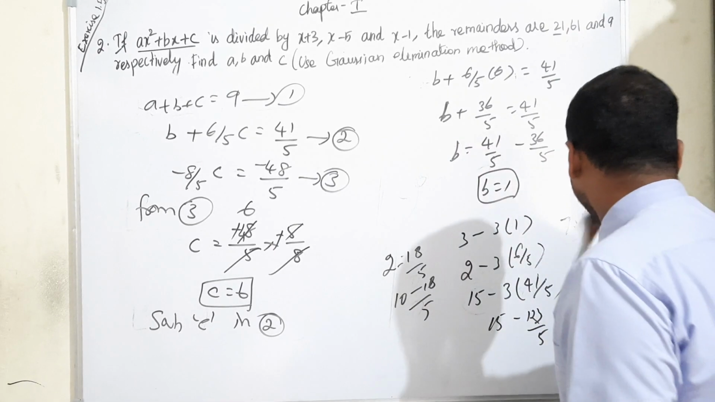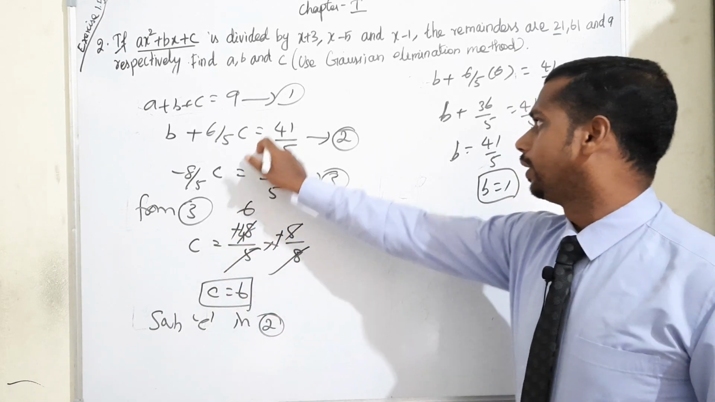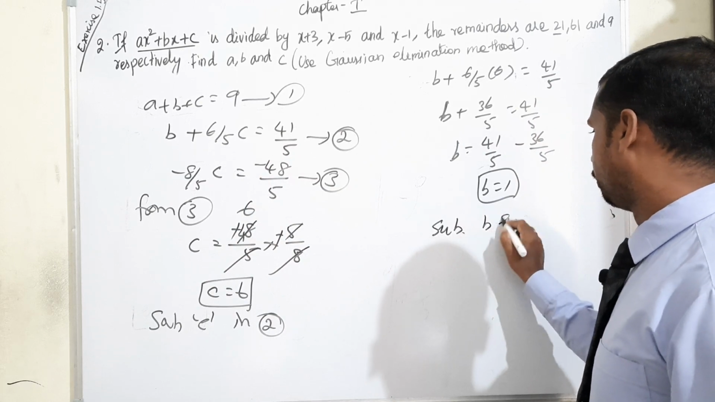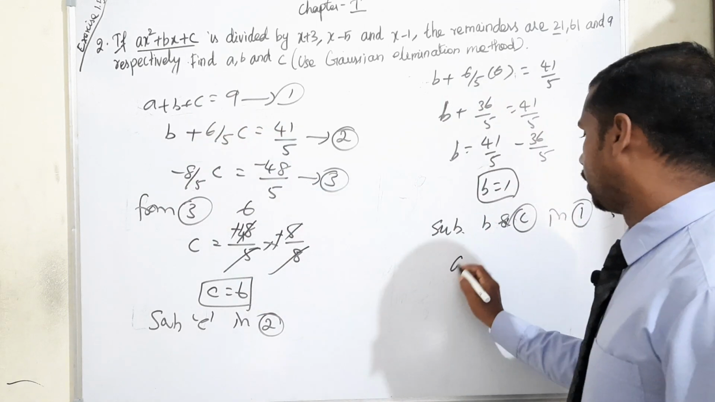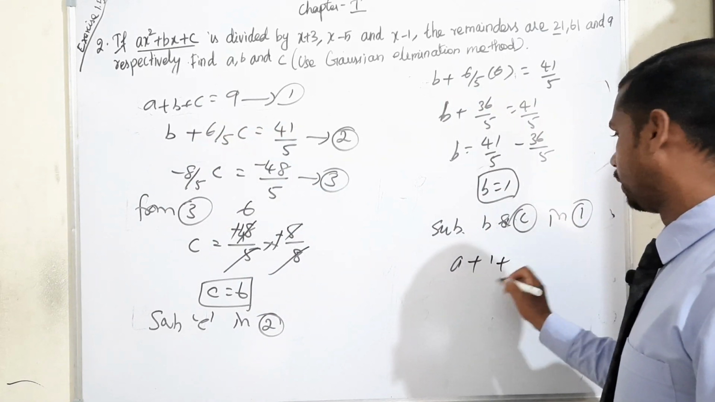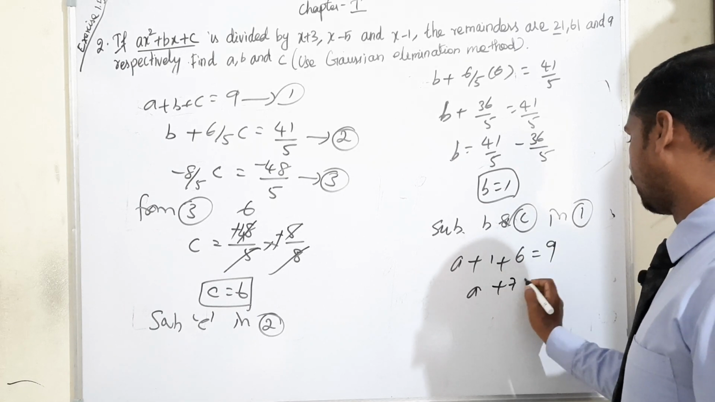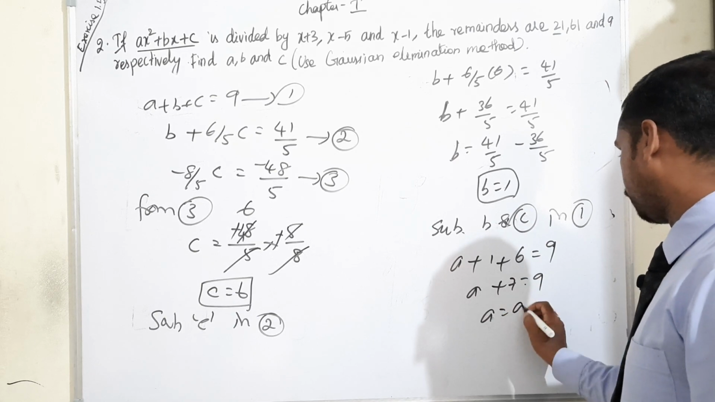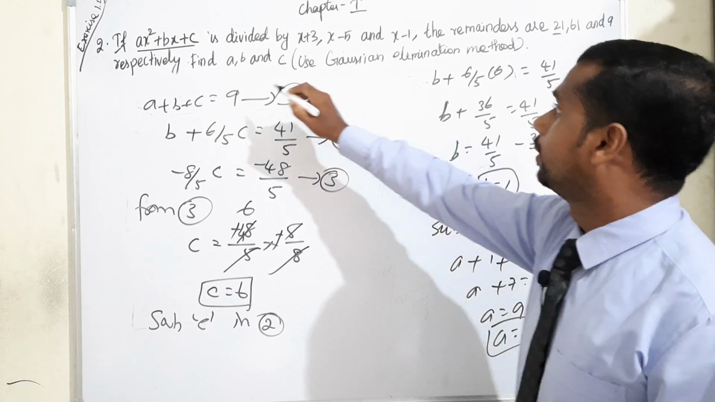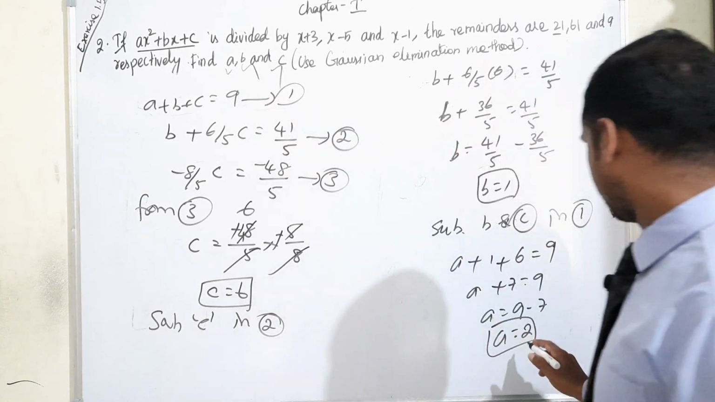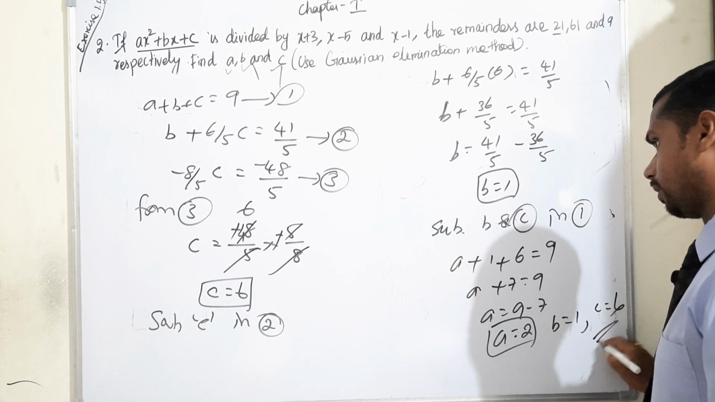Therefore, the final term: substitute B and C in equation number 1. What is our equation number 1? A plus B is equal to 1 plus C is equal to 6 is equal to 9. Therefore, 6 plus 1, 7, is equal to 9. Plus 7 bring to the opposite sign means minus 7. Therefore, A is equal to 2. What we need to find out? To find A, B and C. What is the answer? A is equal to 2, B is equal to 1, C is equal to 6, isn't it? This is our final answer.